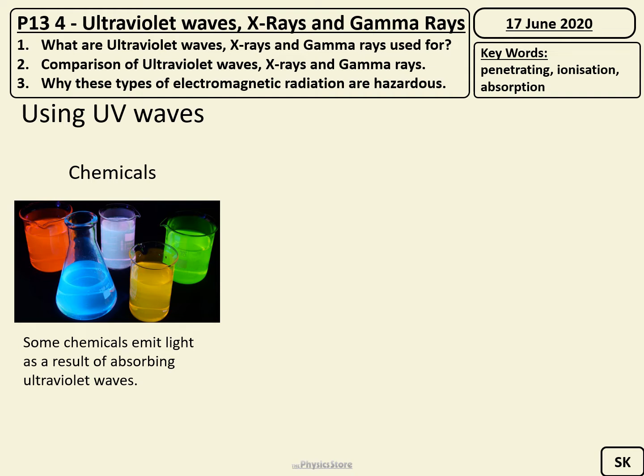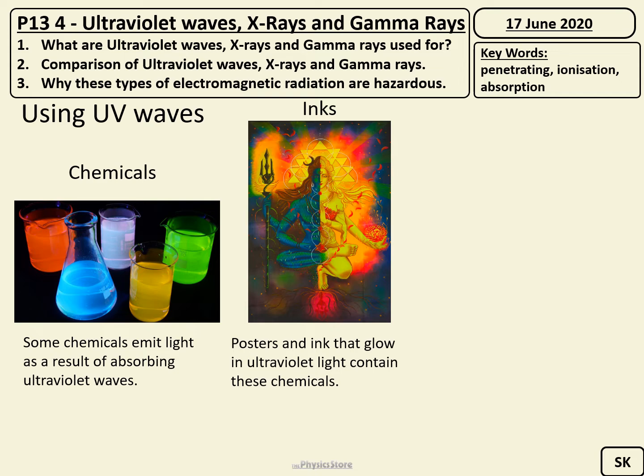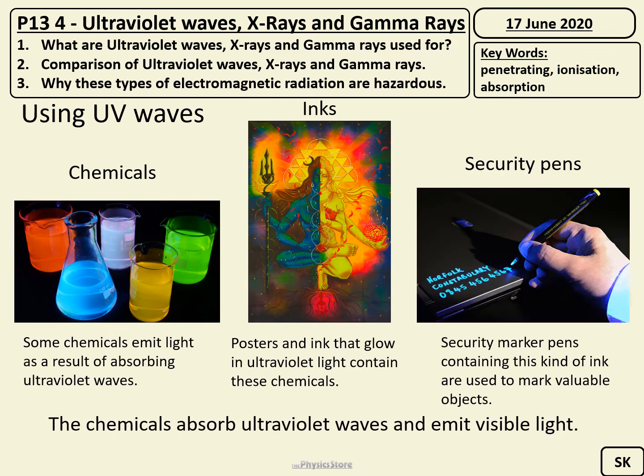There are so many different uses of UV waves. The first one we'll look at is chemicals. Some chemicals emit light as a result of absorbing ultraviolet waves. You can see some of the chemicals given on the screen, how they're different, like luminous colours. Inks, so posters and inks that glow in ultraviolet light contain these particular chemicals. The poster given on the screen shows that. And security pens, so security marker pens contain this kind of ink and they're used to mark valuable objects.